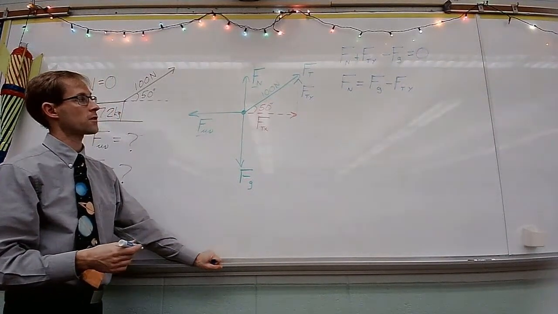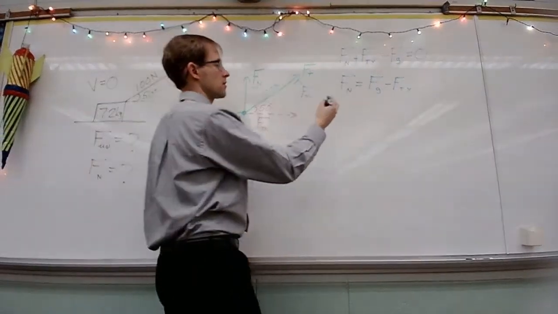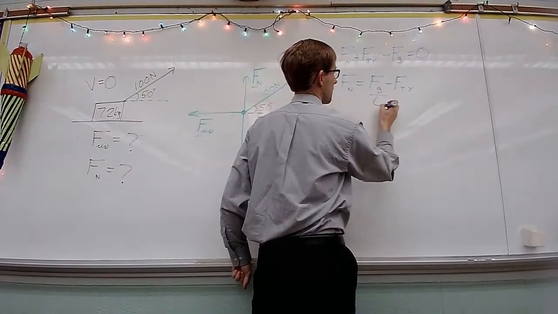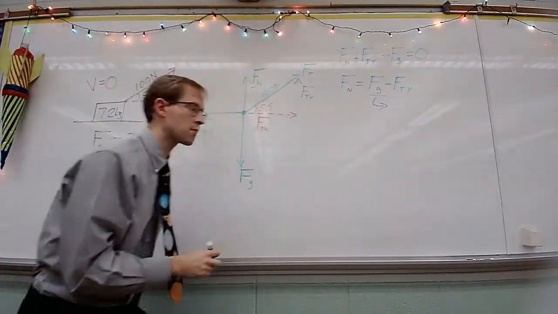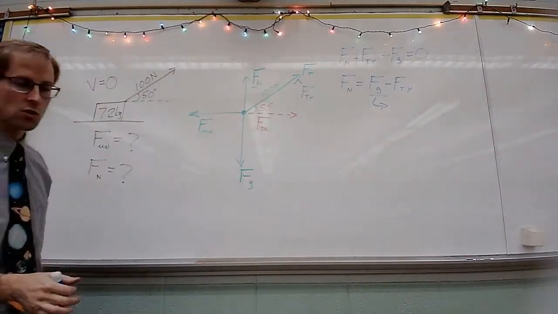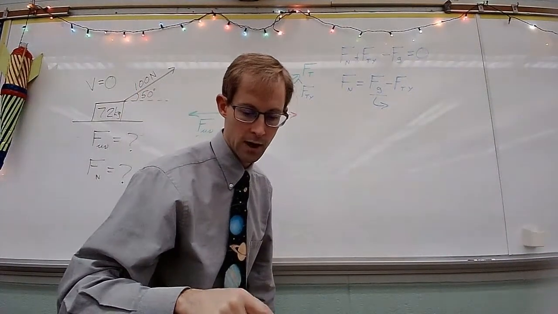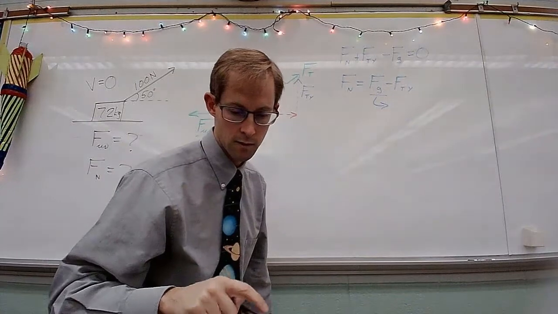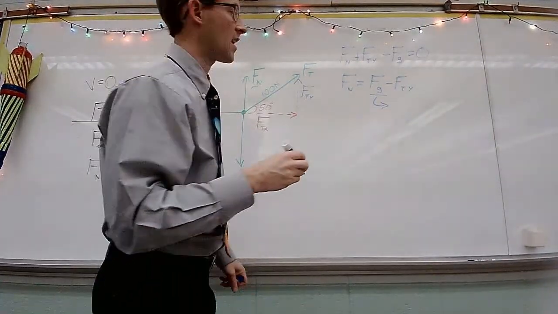So force of gravity is the easier one, so let's just start with that. Force of gravity is just mass times 9.8. So 72 times 9.8 is 706.